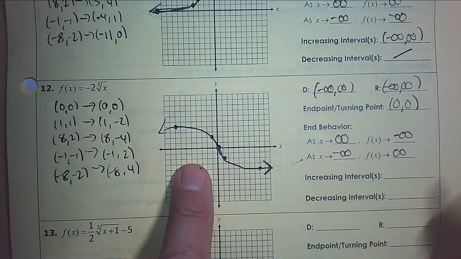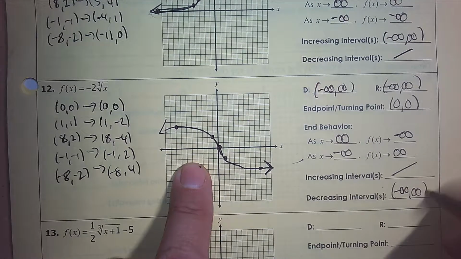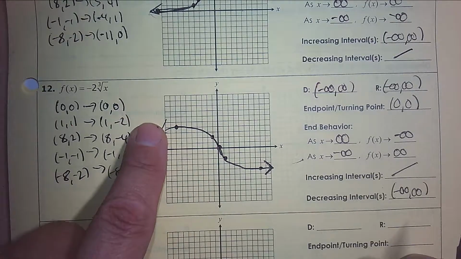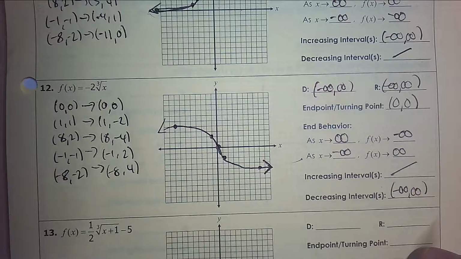Where is this increasing? Nowhere. Where is it decreasing? Everywhere. So the whole function's going down from left to right. One more together. Number 13.